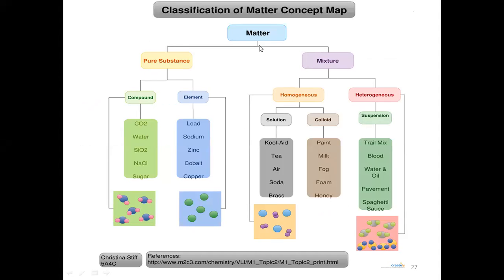These are again the matter, the pure substance, element. Some elements are given over here: lead, sodium, zinc, cobalt. All these are elements, and these are pure substances. Again, compounds: carbon dioxide, water, silicon dioxide, sodium chloride, sugar. All these are compounds because they are composed of different combinations of the elements.